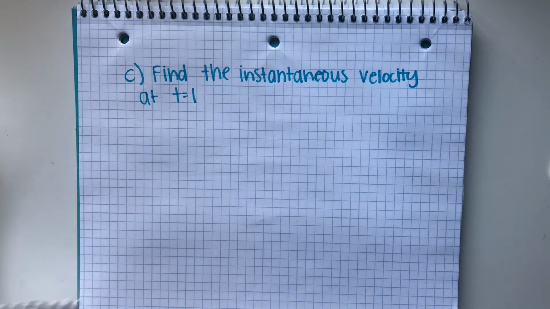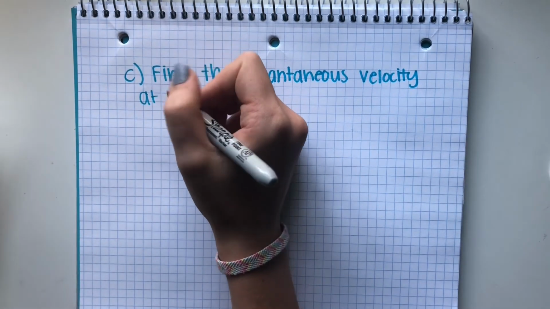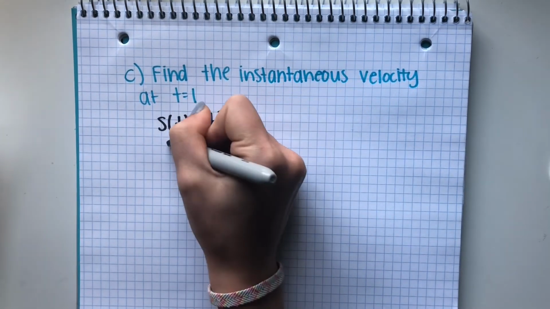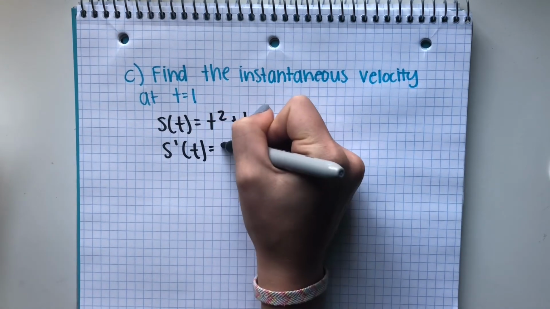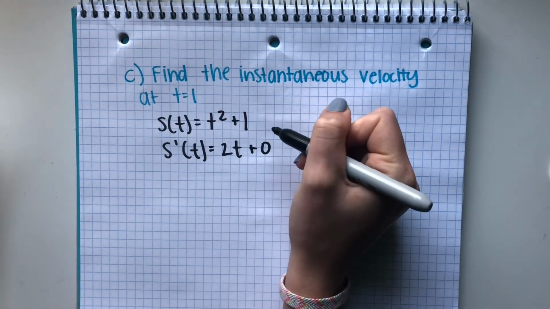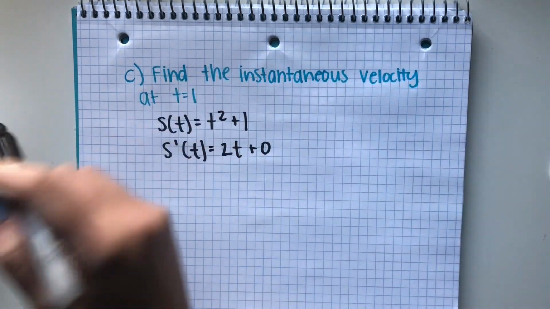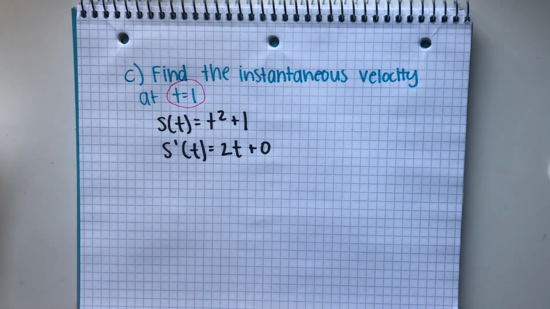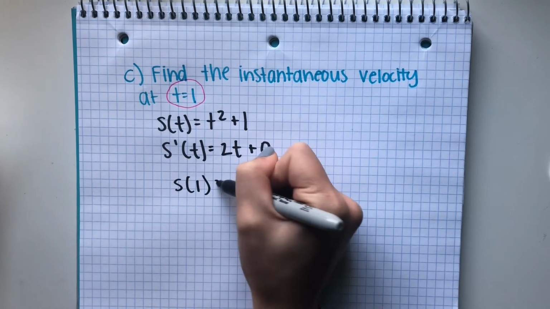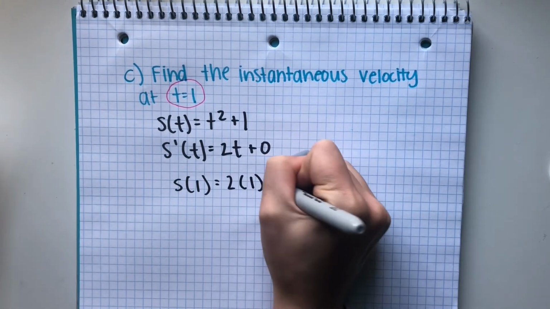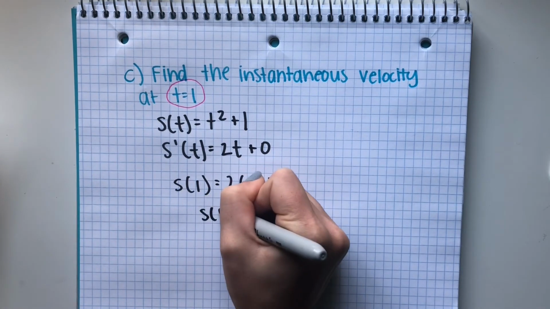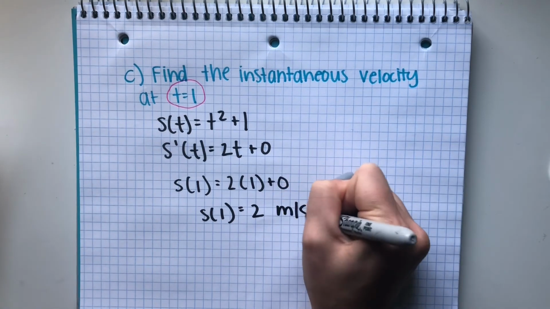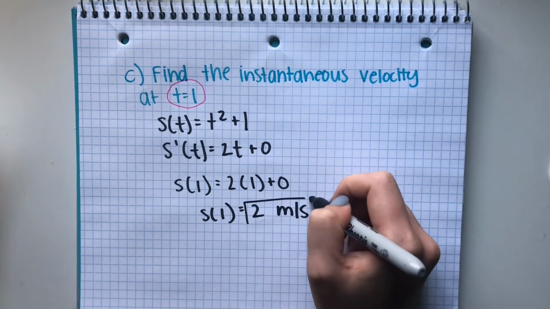Back to question C, we are trying to find the instantaneous velocity at t equals 1. So we're going to take our function s of t equals t squared plus 1, and then we are going to take the derivative of that function, which is going to be 2t using the power rule plus 0. Because it's at t equals 1, we are going to plug in 1 for t, so s prime of 1 equals 2 times 1 plus 0, or equals 2. So the instantaneous velocity at time equals 1 equals 2 meters per second.